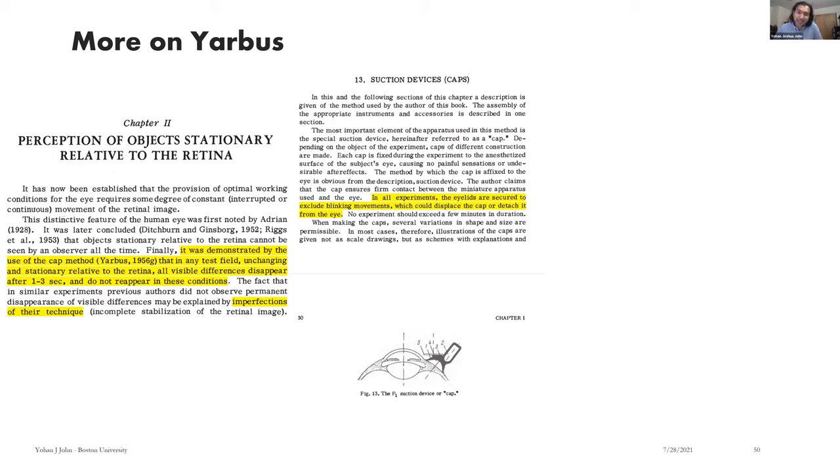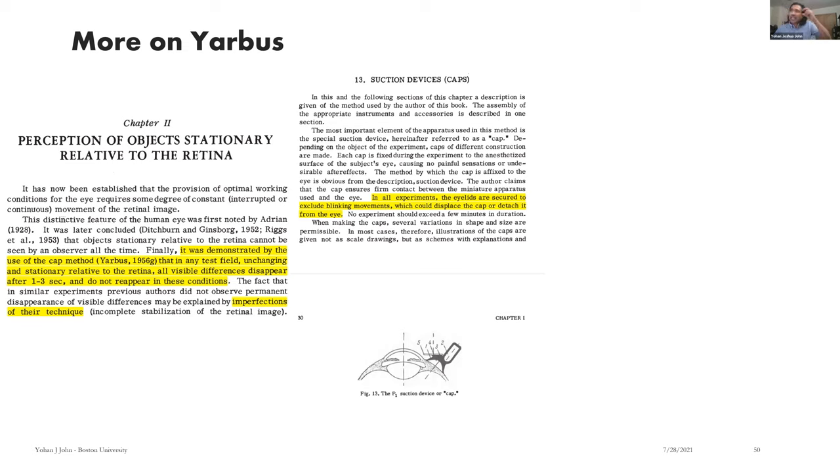I just wanted to show you guys Yarbus's apparatus. And also look at him humble bragging over here. He's like, other people have tried to do image stabilization studies and they didn't get really good cancellation of the image, and he's like, well, imperfections of their technique, which he shows you over the course of chapter one, how he sets up his method, which is just an experimental tour de force.